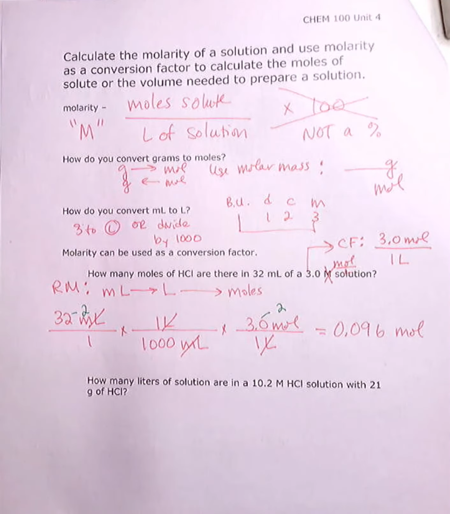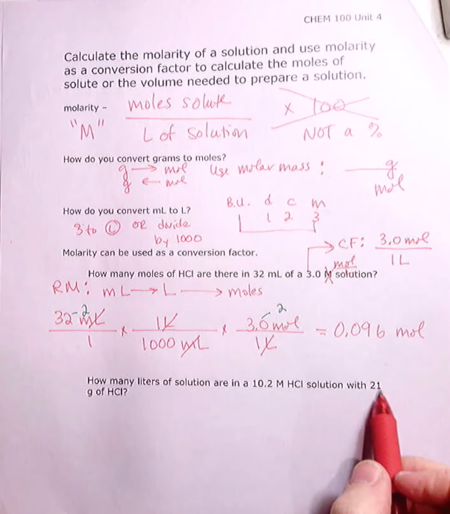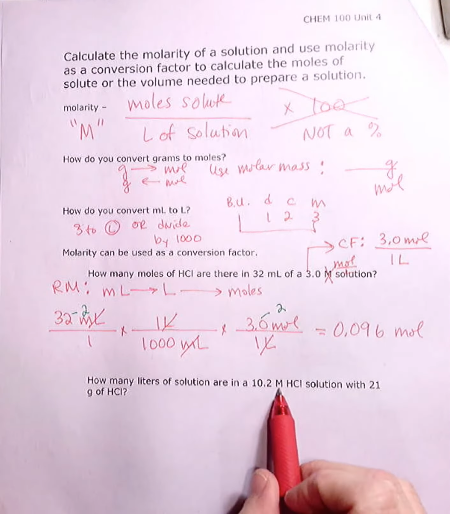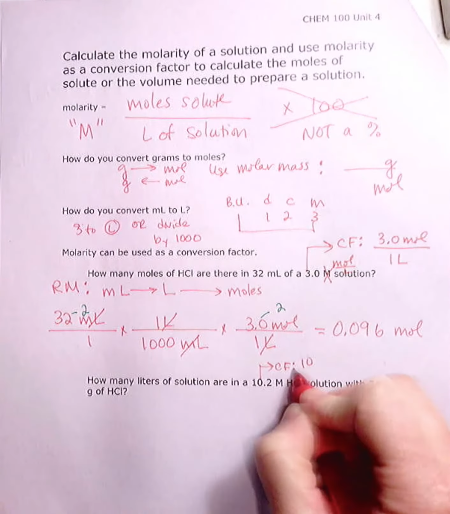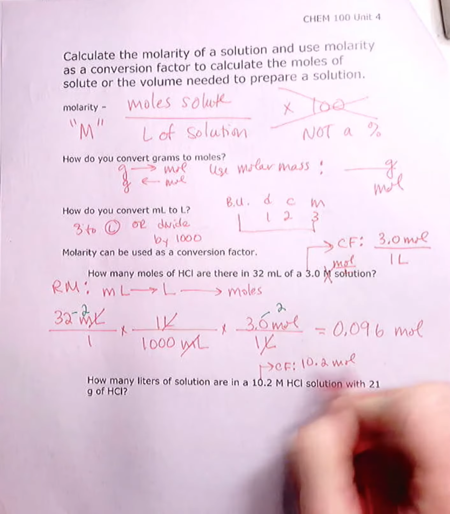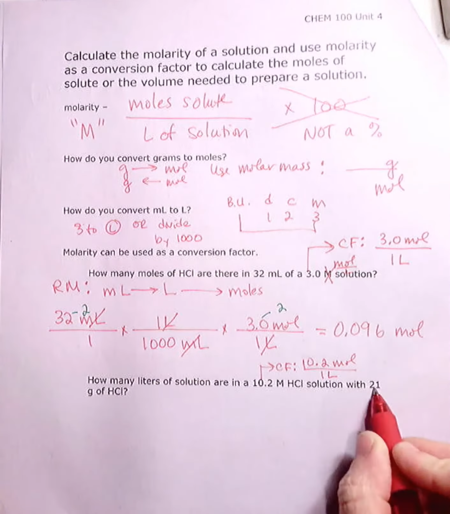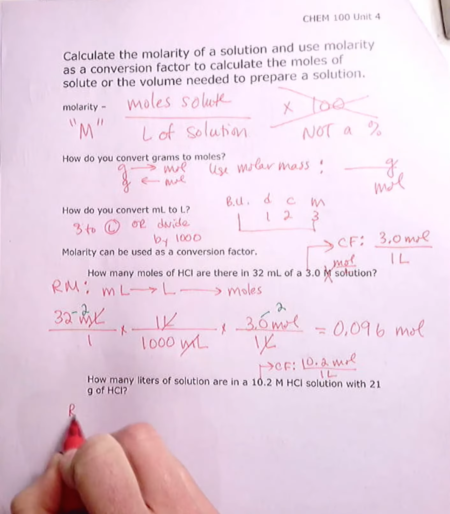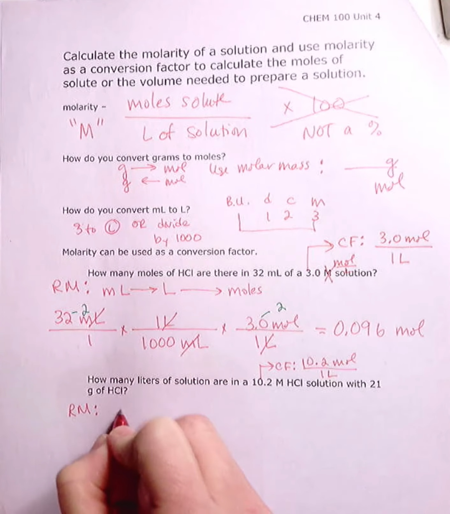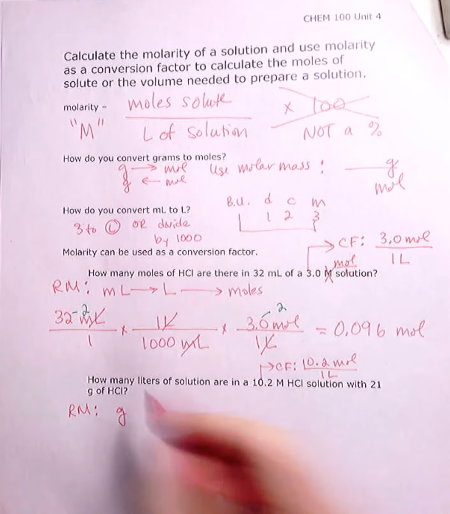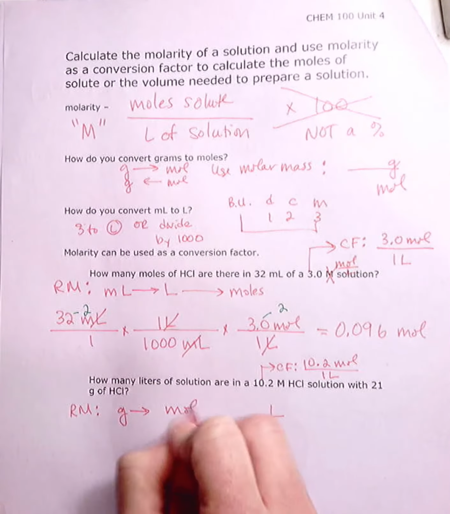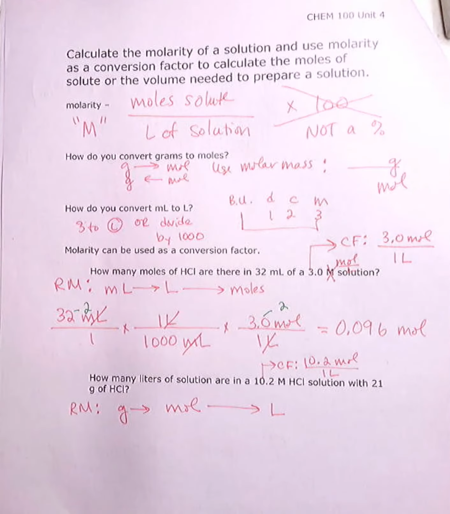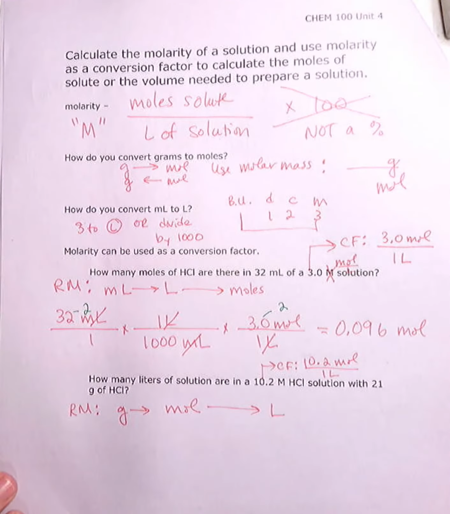Okay, the next one. All right, so you're given 2 numbers. One is a concentration. This is going to be our conversion factor. It's going to be 10.2 moles over 1 liter. This will be our starting quantity. So our roadmap looks like so. Grams, and we're trying to get to liters. So grams to moles to liters. You can't go directly from grams to liters.